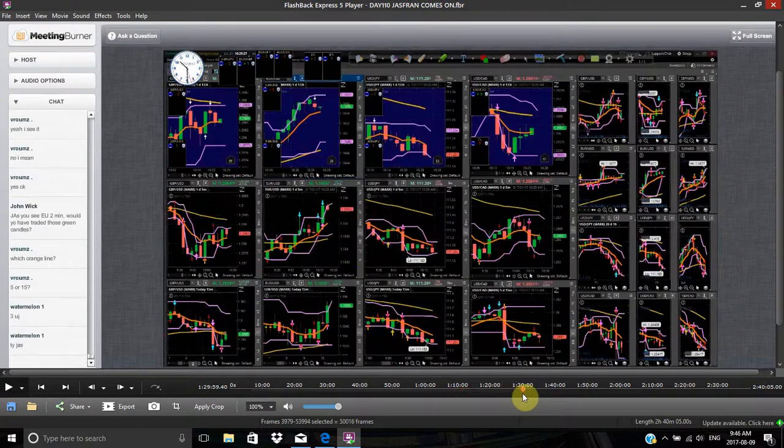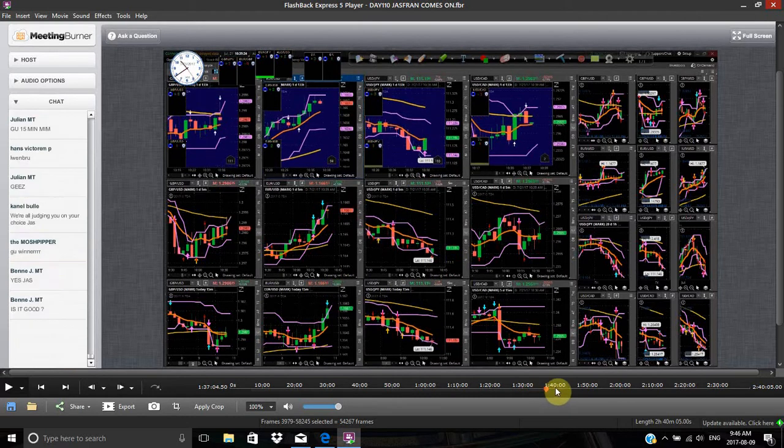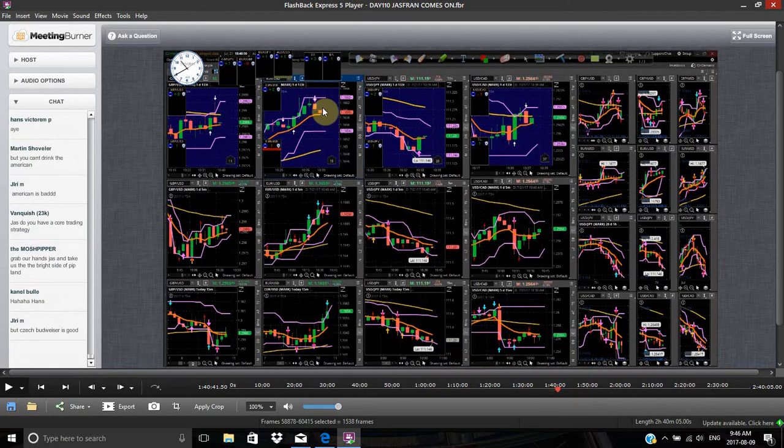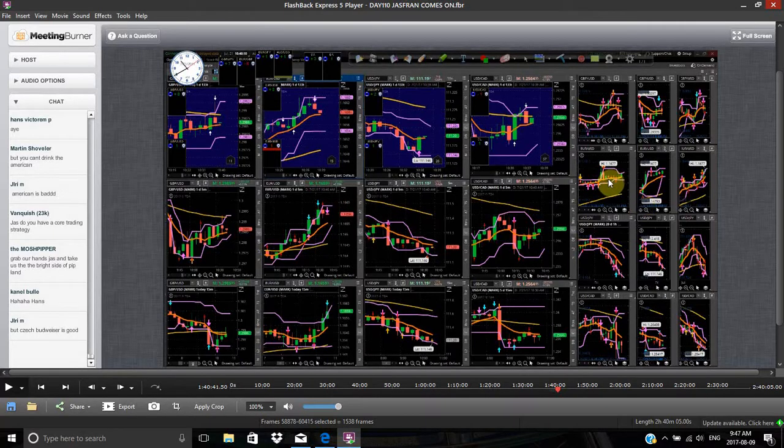I remember this. Okay, here it is. Here is our triple kiss. First of all, what is a triple kiss? We can trade a triple kiss against the 3-0 setup, but it's risky. Be sure it involves the pinks, right? So, we have here 1 up, 2 up, 3 up. That's a 3-0 setup. Normally, we're still looking for kisses on the bottom, but that's just not the case right now.